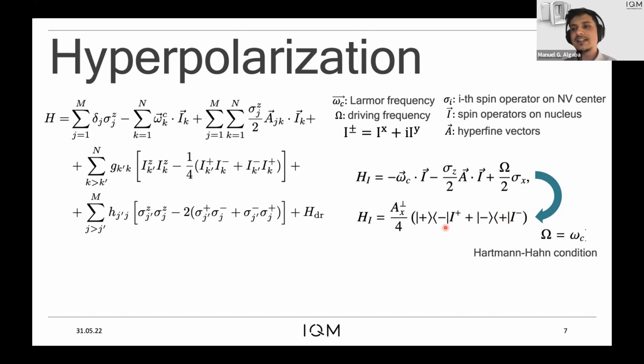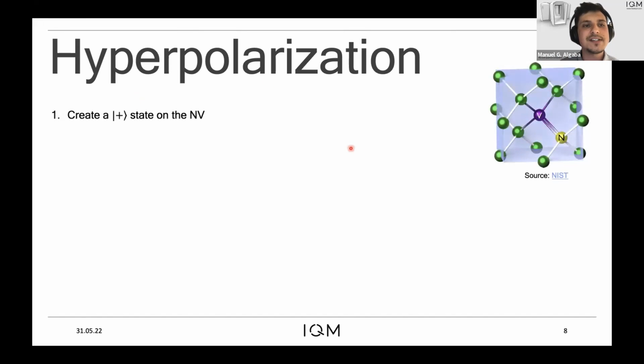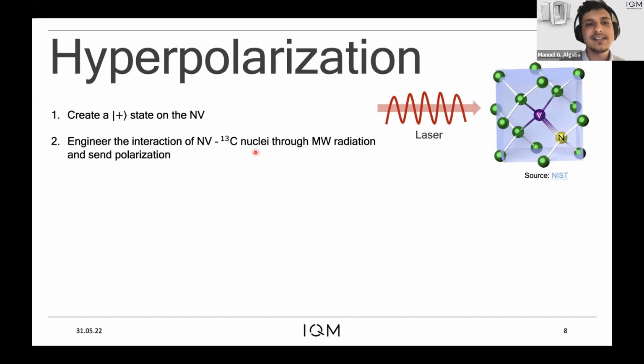So how do we do this in experiment? Well, the point is that you have to first create a plus state on the NV center, as we saw. This can be done experimentally by just sending some laser radiation to the NV center. And now that we have this maximally magnetized state along the Pauli X axis, you can start sending this magnetization and spreading it around in the nanodiamond with the microwave radiation.